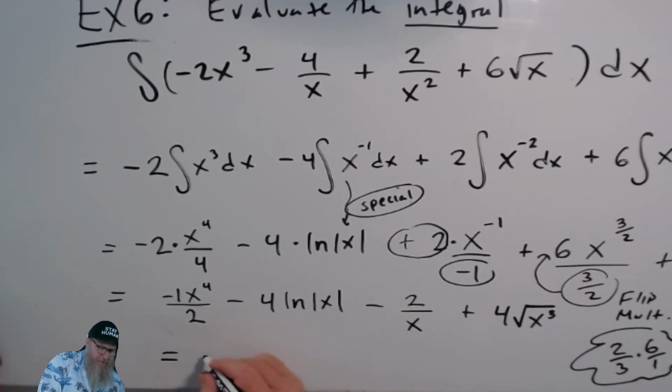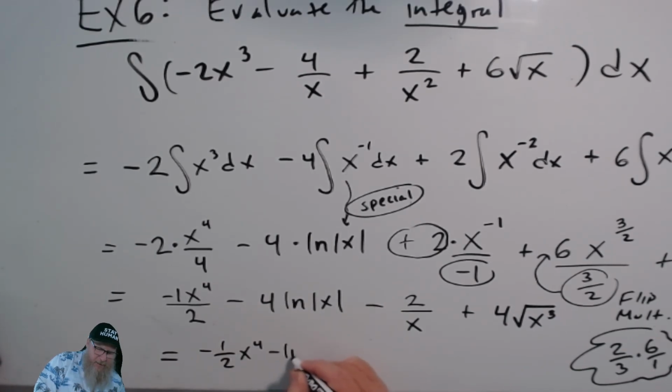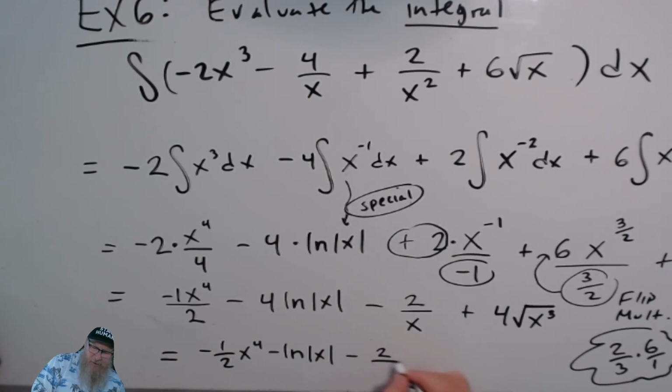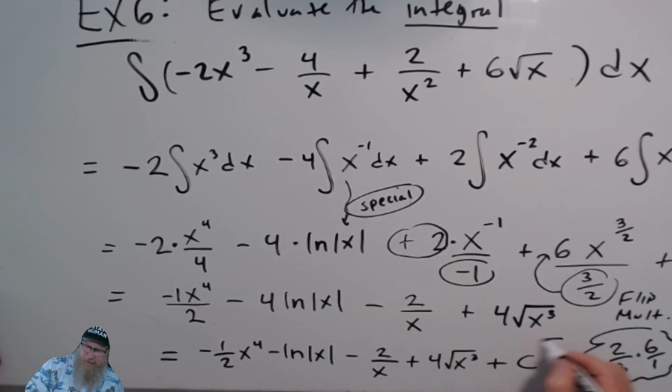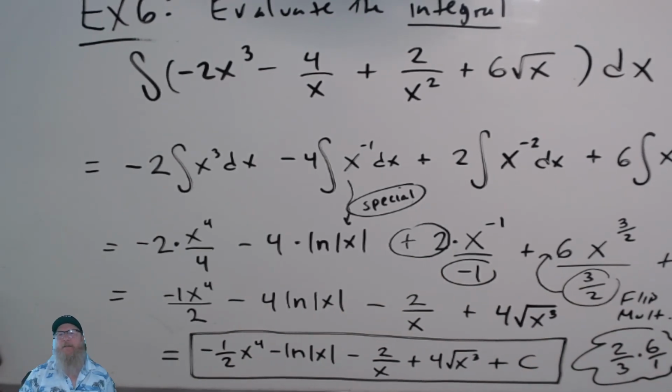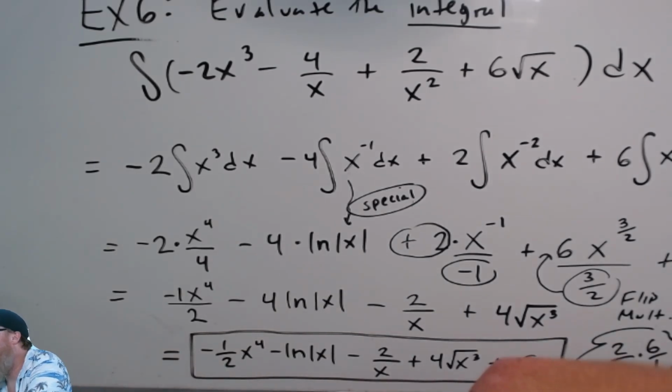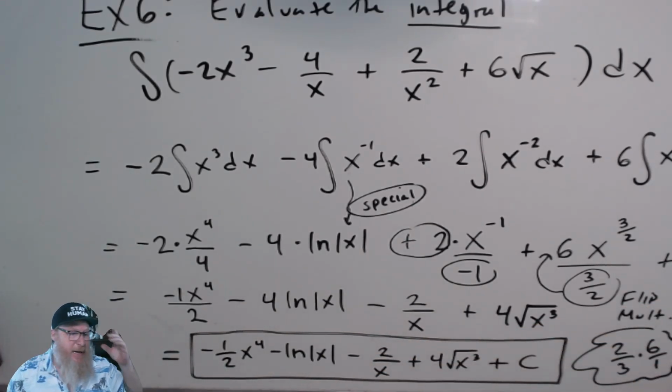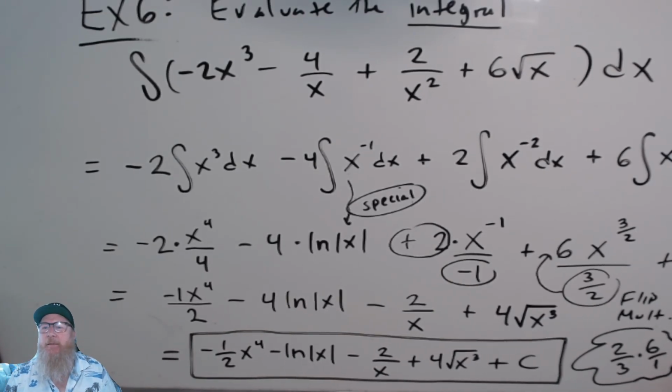I'm going to go ahead and just put my final answer here. 1/2 x to the 4th minus ln absolute x minus 2 over x plus 4 square root of x cubed plus c. There's your final answer. So notice progressively getting deeper and deeper into the material. And we progress.